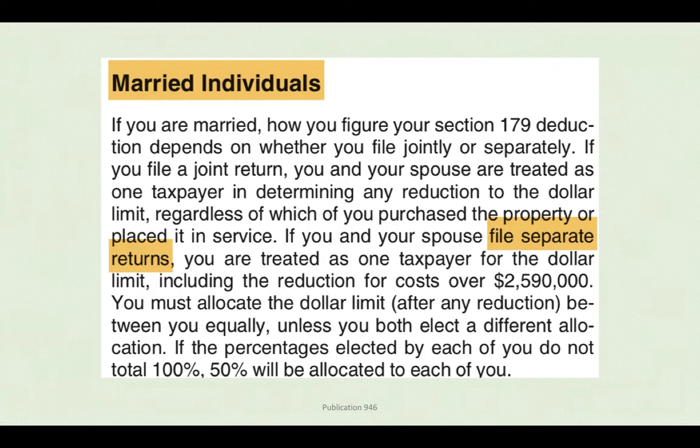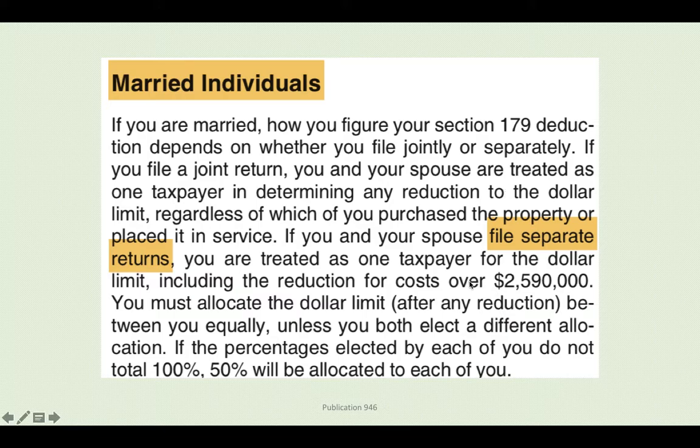So that's that. Now this is for married individuals, and it's very interesting. How you figure your Section 179 deduction depends on whether you file jointly or separately. If you file a joint return, you and your spouse are treated as one taxpayer in determining any reduction to the dollar limit, regardless of which of you purchases the property or places it in service. If you and your spouse file separate returns, you are treated as one taxpayer for the dollar limit, including the reduction for the cost over 2.59 million. You must allocate the dollar limit between you equally, unless you both elect a different allocation. If the percentages elected by each of you do not total 100%, 50% will be allocated to each of you.